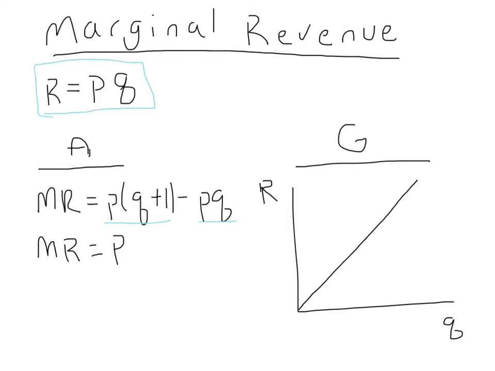We can also see this graphically. I've graphed the revenue function PQ here on the right, and we can see that it's just a straight line with slope P as the equation suggests. And since the marginal revenue is the slope of this revenue function, the same way that the marginal product is the slope of the production function and the marginal cost is the slope of the cost function, we can see that the marginal revenue is constant and always equal to this slope, P.